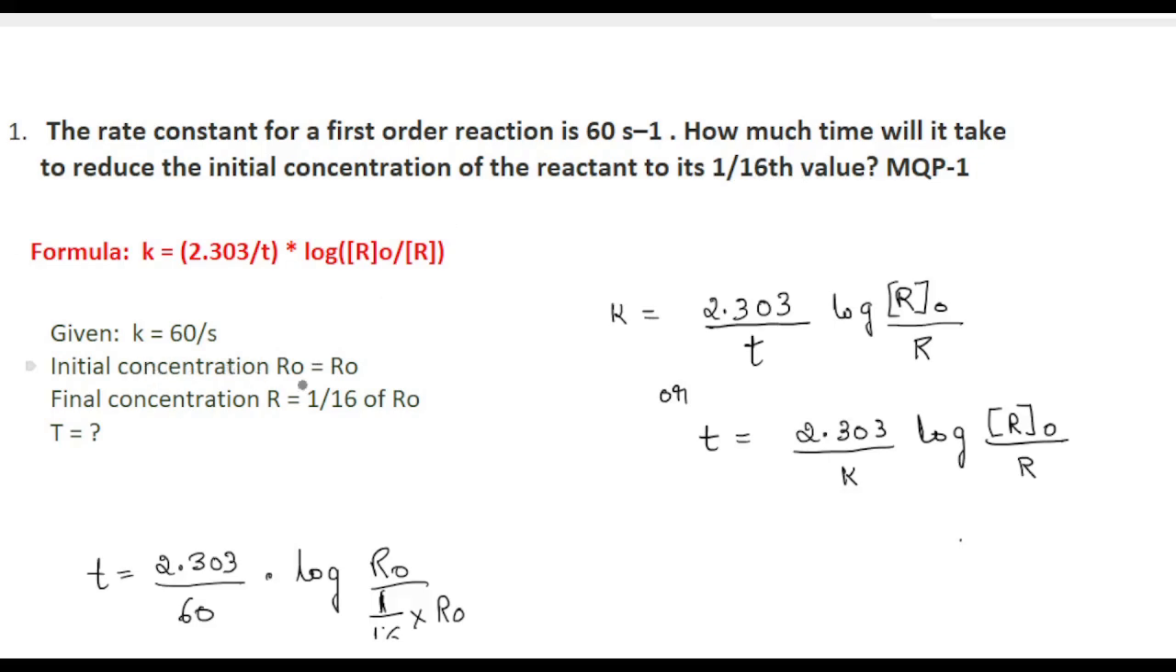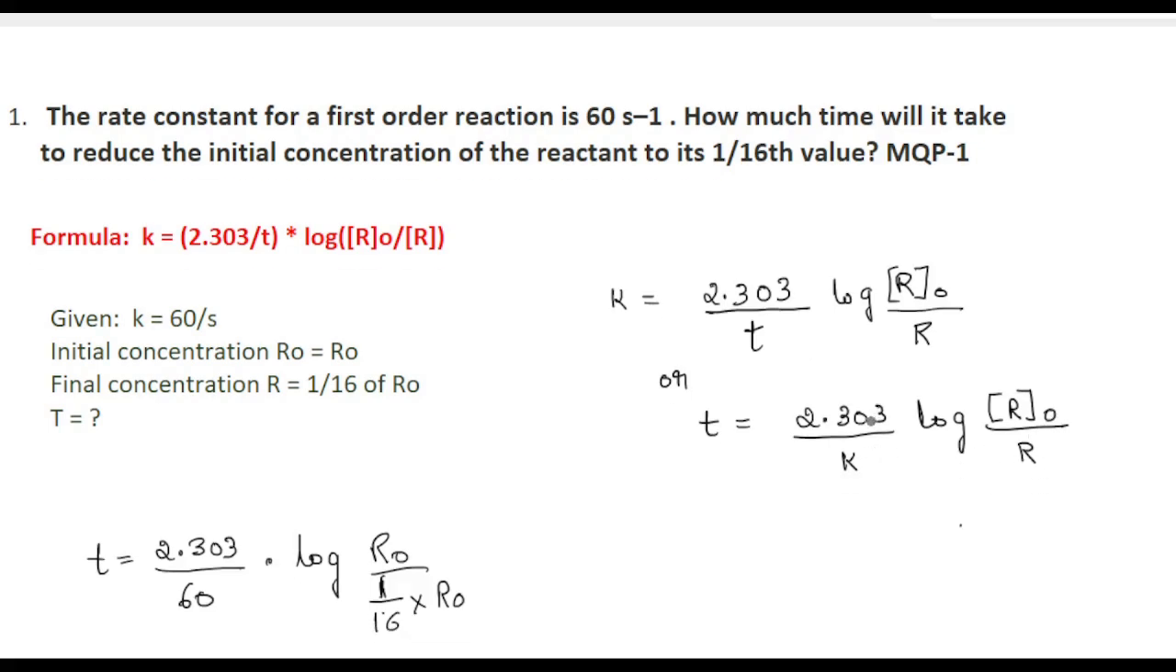So the initial concentration, let us take it as R naught, and the final concentration is 1/16th of R naught. We need to find the time taken to reduce the concentration to 1/16th of the initial concentration. We have the formula K equal to 2.303 by T log R naught by R. So we can take this T to LHS. So T equal to 2.303 by K log R naught by R. Now let us substitute the values of K, R naught and R.